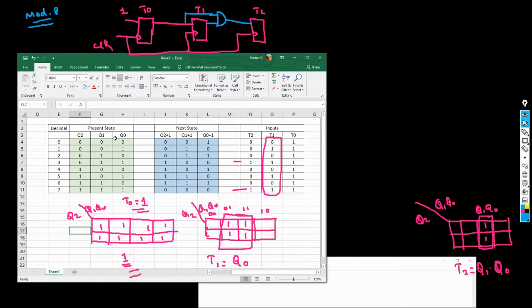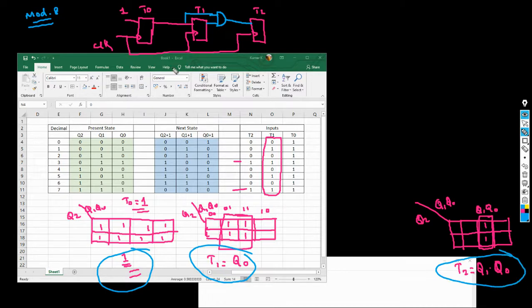So this is how you design a mod 8 counter. Any questions? First you need to write your state table, present state, next state, and your inputs. Then you need to use your excitation table and fill these inputs. What is the right set of inputs that you have to target? Then solve them using these Karnaugh maps, and then figure out what is going to be the equation for your inputs. And then finally you draw this circuit.